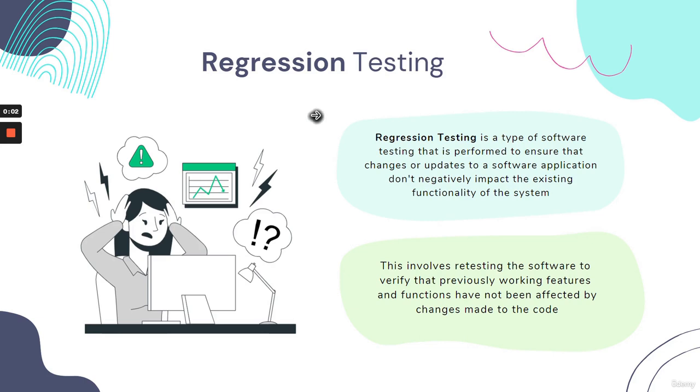Regression testing. Regression testing is a type of manual software testing that's performed to ensure that the changes or updates to a system or software application don't negatively impact the existing functionality of the system in any way. This involves retesting the software to verify that previously working features and functions have not been affected by the changes made to the code.